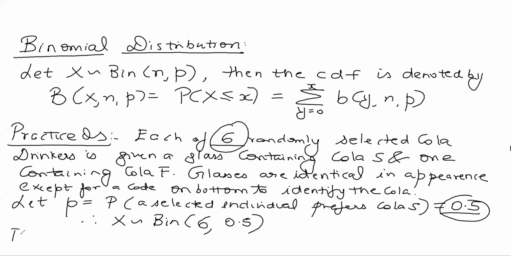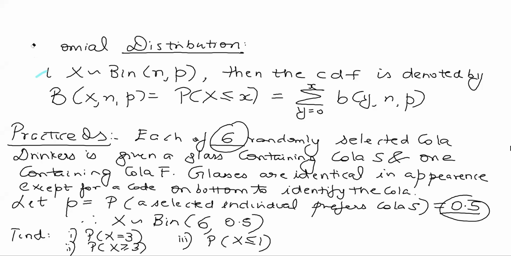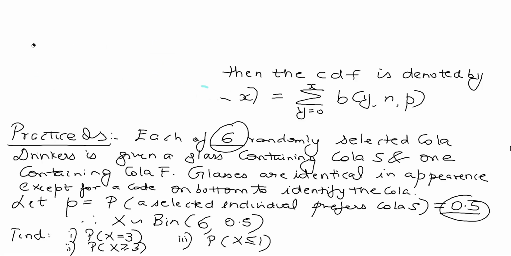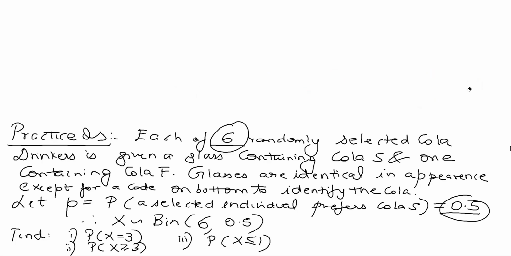The question asks us to find the probability of X equal to 3. Second thing, the probability of X greater than or equal to 3. And the third thing they ask us to find, the probability of X less than or equal to 1. So if I solve this question for you, it's a dummy question. How will I find the probabilities? Let's solve this question.